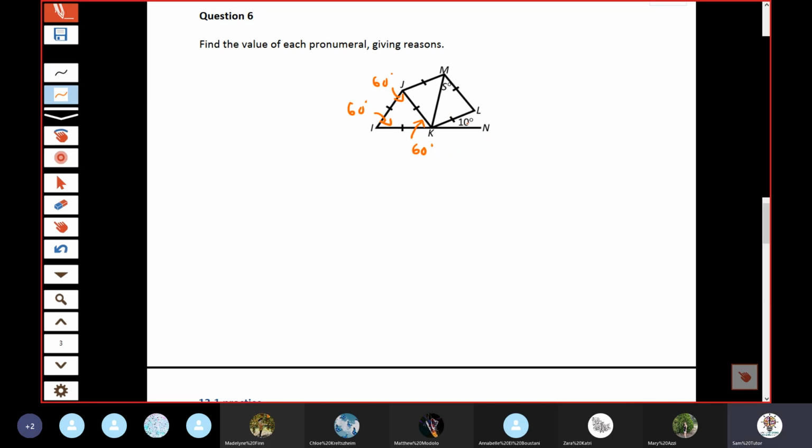What else can I see? We can see that's 10 degrees. Can you say that's a right angle? Can you say that that is a right angle? Yes or no, Mary?